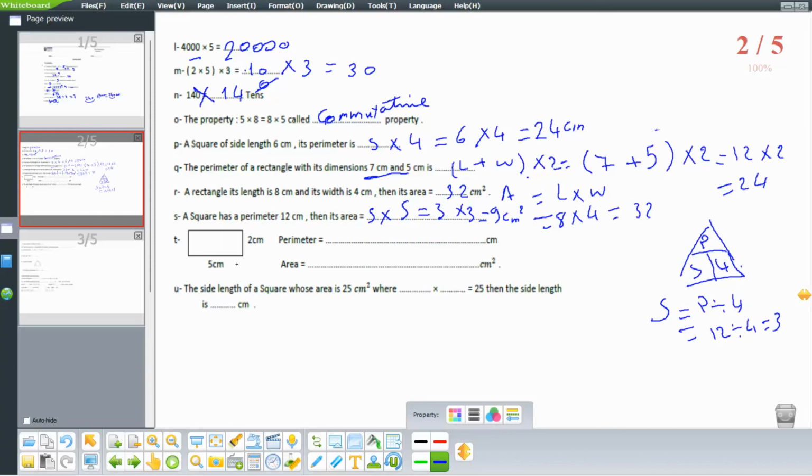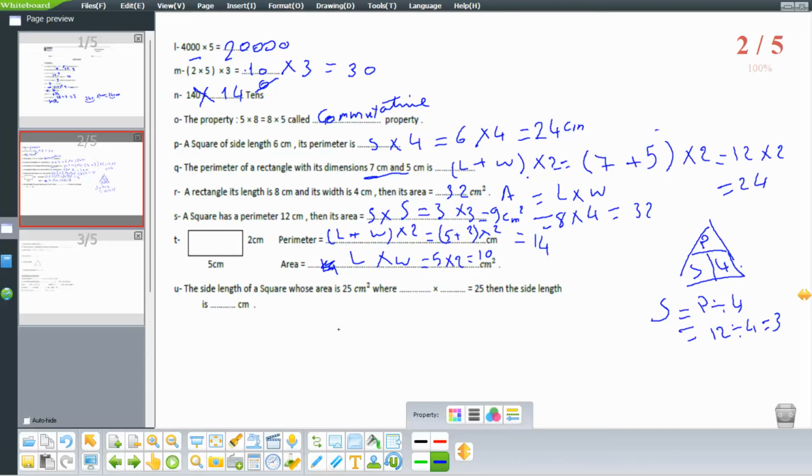Okay, here we have a rectangle and the width is 2 and the length is 5. So the perimeter is length plus width times 2 equals 5 plus 2 times 2, which is 14. Okay, and the area equals length times width equals 5 times 2 equals 10 square centimeters.